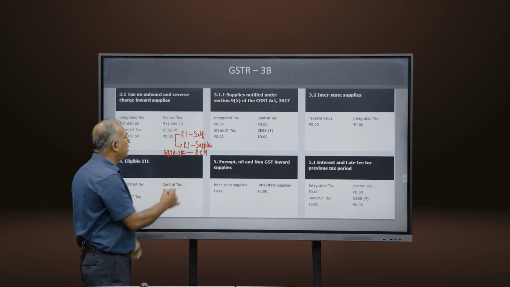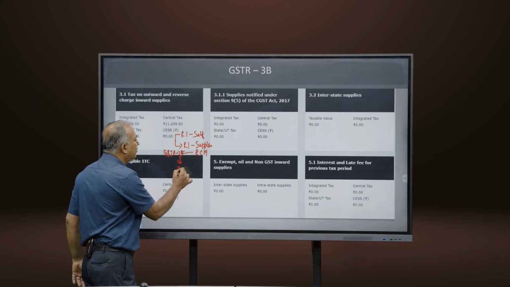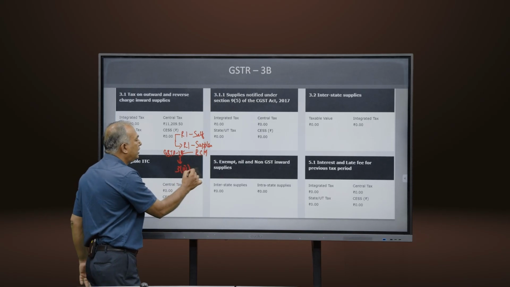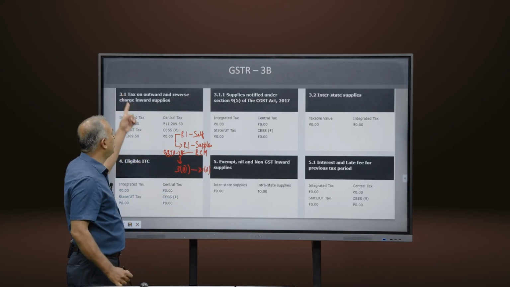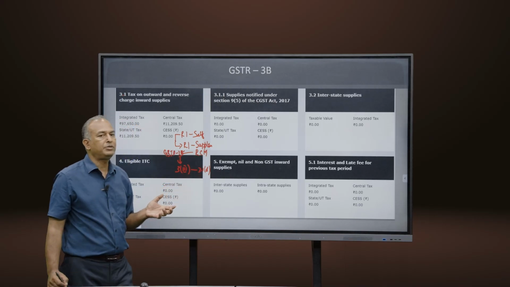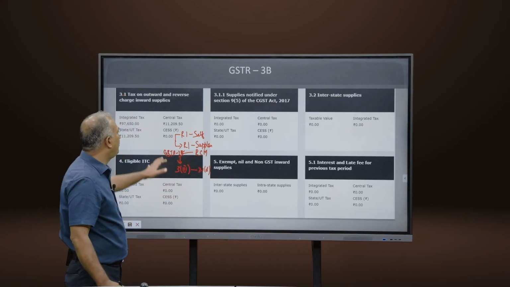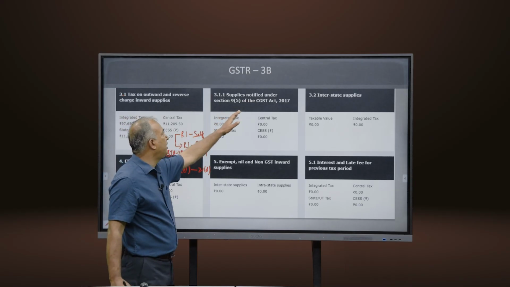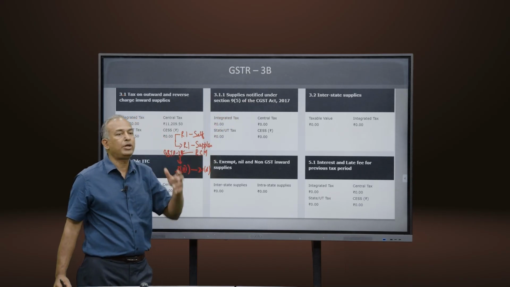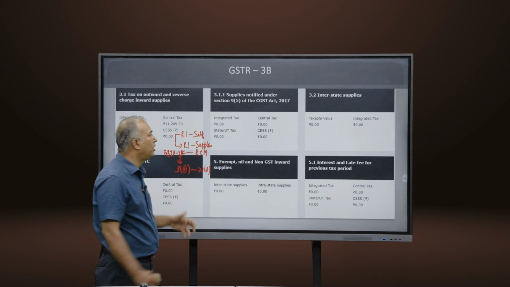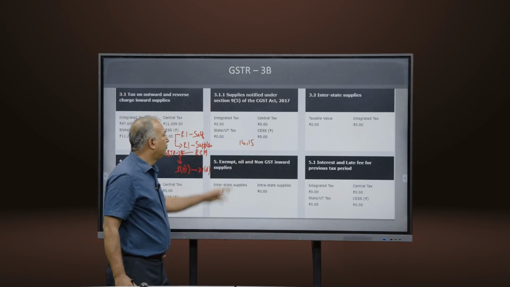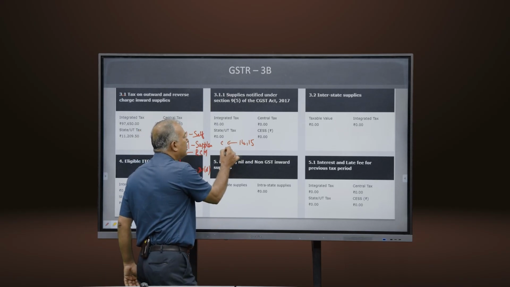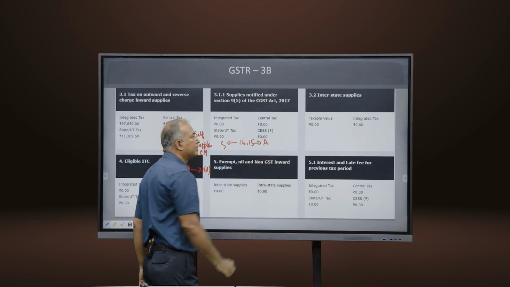Now in GSTR 2B, which table? If you remember, 3.3. I told you that 3.3 will auto-populate into 3.1D of the 3.1. This is 3.1. In that sub-table, 3.1D, it will auto-populate. So it flows from here. Now supplies notified under section 9.5. If you recall table 14 and table 15 of the GSTR 1, it flows from here. 14, the supplier reflects. 15, the aggregator reflects.